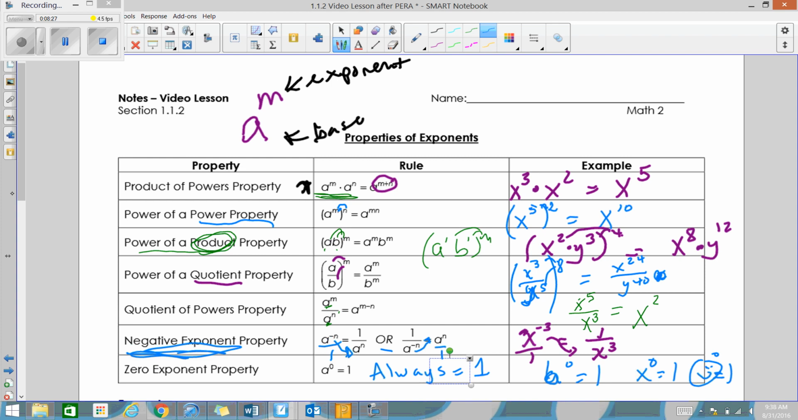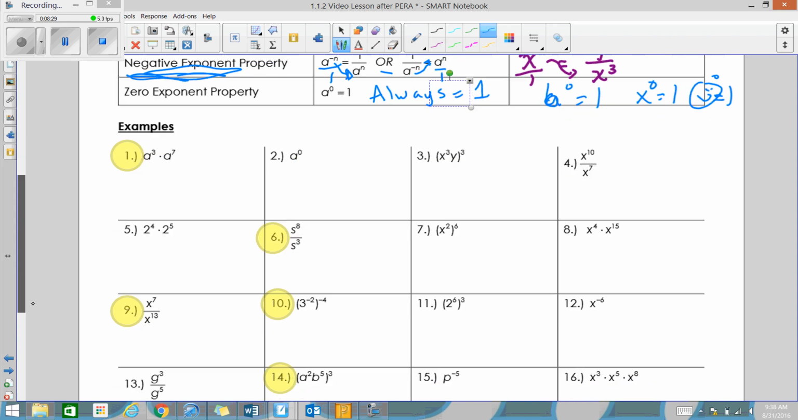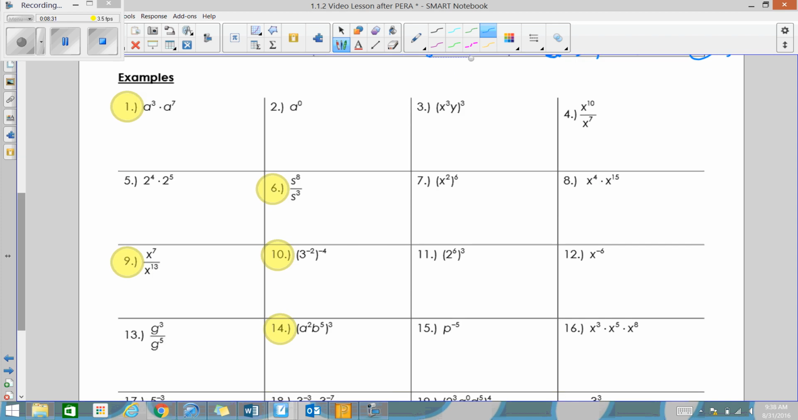So with that little refresher, now let's do a couple examples. I've highlighted a couple examples that I'm going to do with you, and then I'm going to pause this, and then you can do these problems and then check your answers.